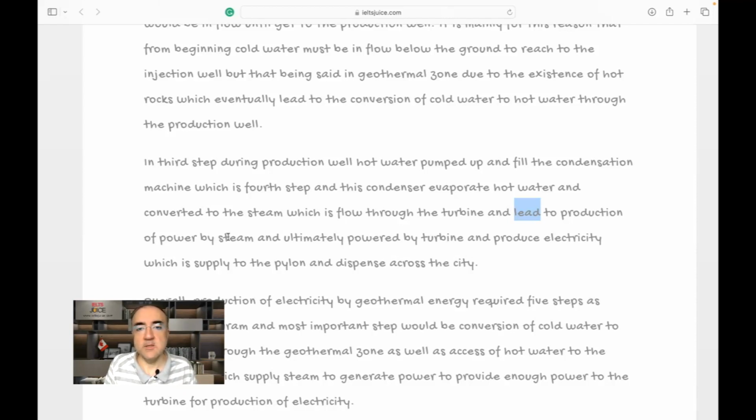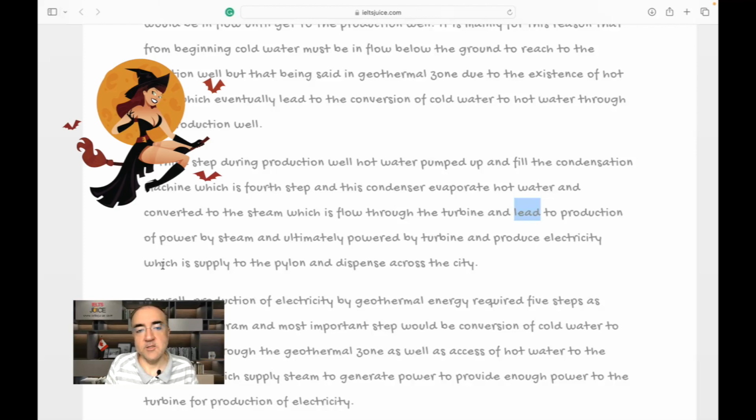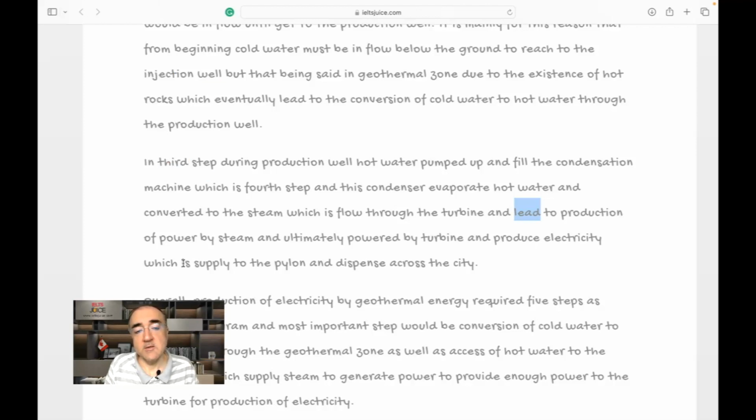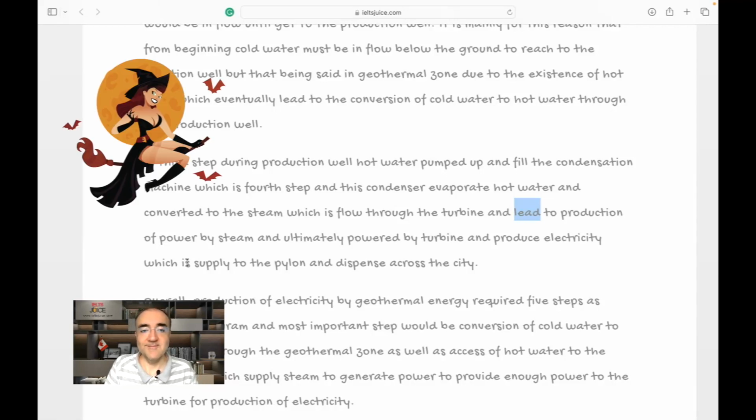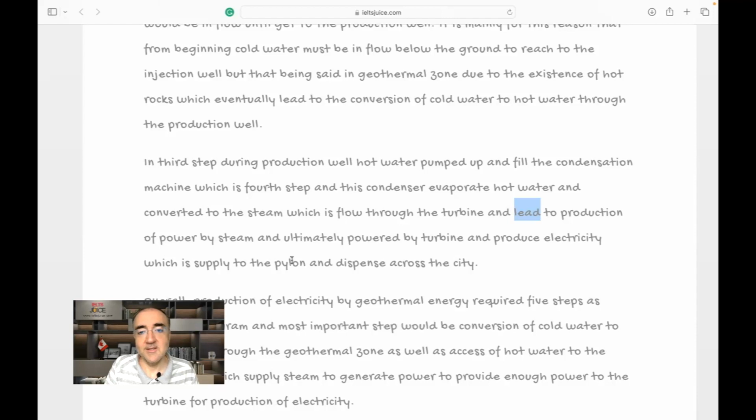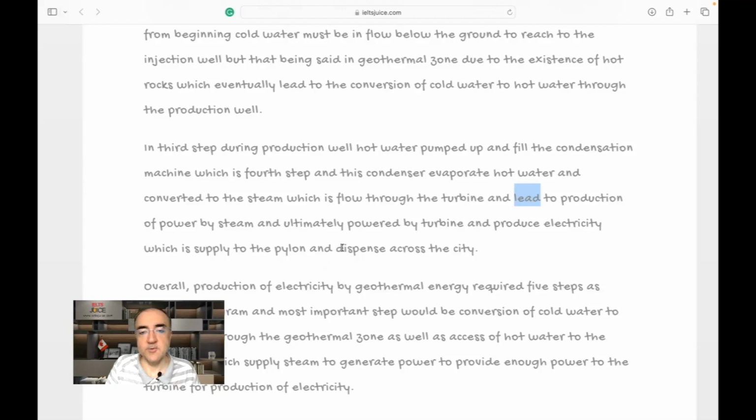I'm totally lost. I don't know who the subject is. And produces electricity, which, oh gosh, another which, supplies, which is led to pylons and then is dispensed across the city. Okay, and is transmitted across the city.